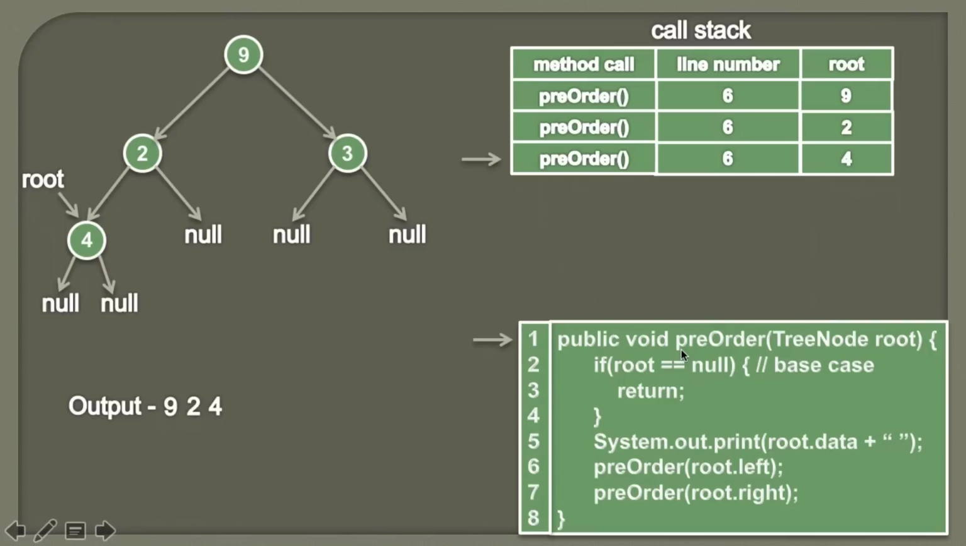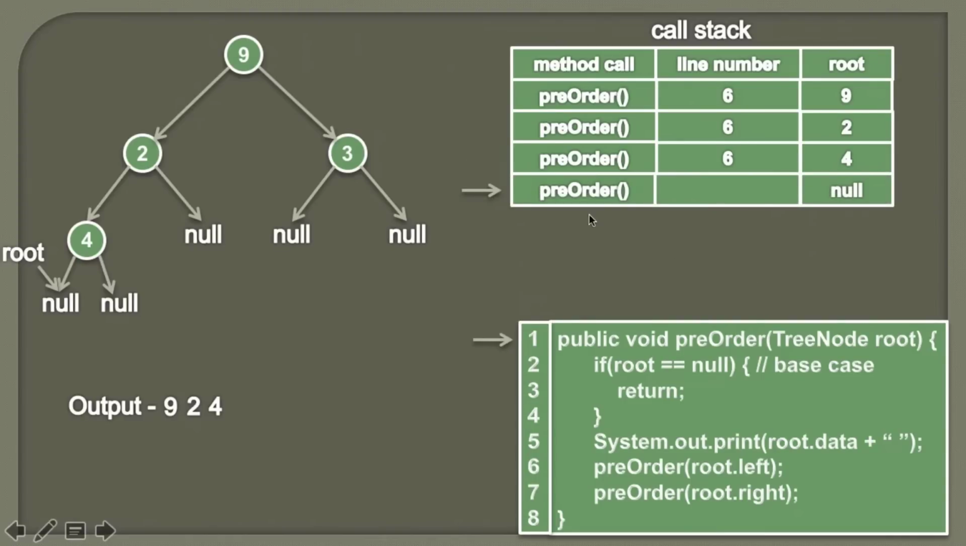So we are calling this pre-order again and now the root would be null because we are traversing root's left. Currently root is pointing to 4 and its left is pointing to null. So therefore our new root becomes null, and there will be one more method on the stack with the name preorder, and the root would be null. So we'll again execute the preorder method. We'll check whether root is equal to null. Currently root is equal to null, so we have reached our base case.